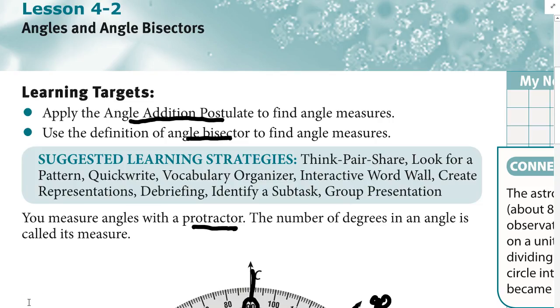In this lesson, we reviewed the angle addition postulate about adding two smaller angles together to equal a large angle. And we discussed an angle bisector, which is a ray that splits an angle perfectly into two equal-sized angles.